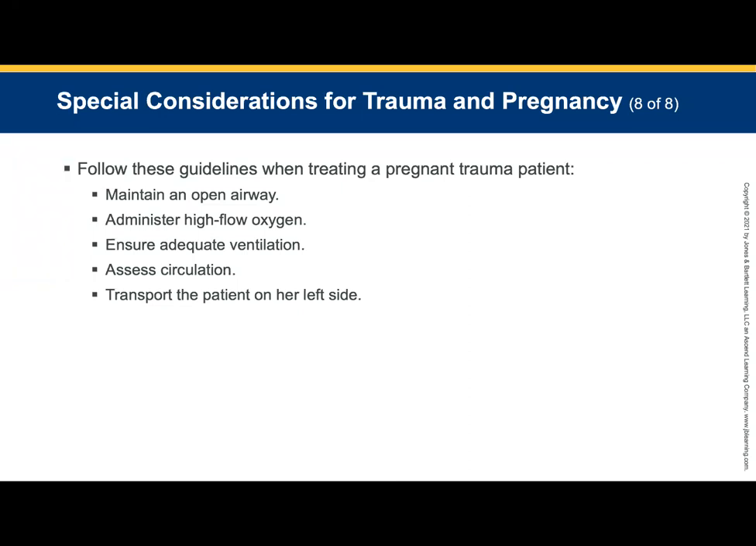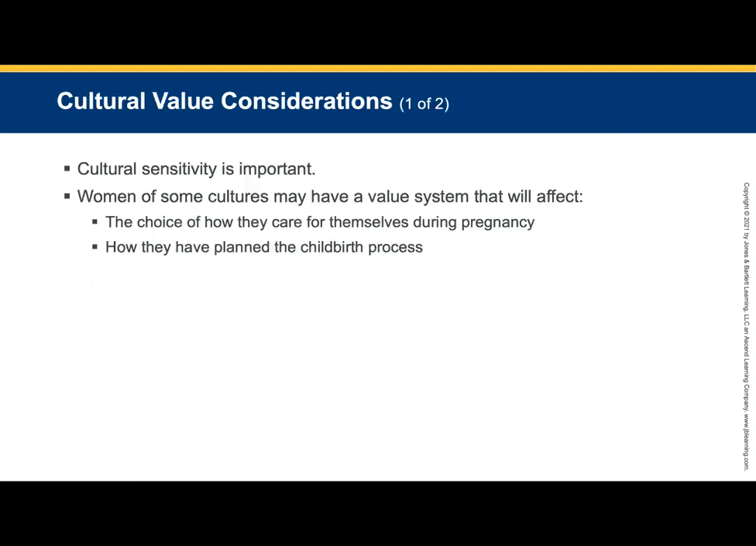When you assess circulation, control all external bleeding and maintain a high index of suspicion for internal bleeding and shock based on their MOI. Transport the patient on her left side and call for ALS rapidly, because you're going to need extra assistance there.